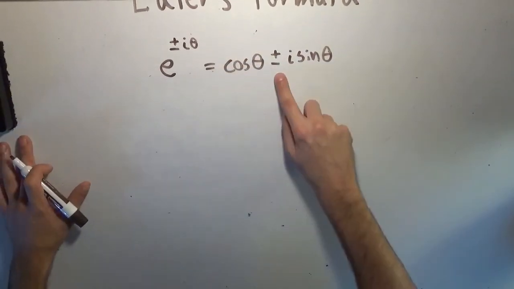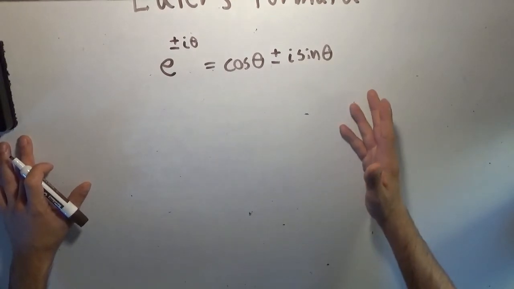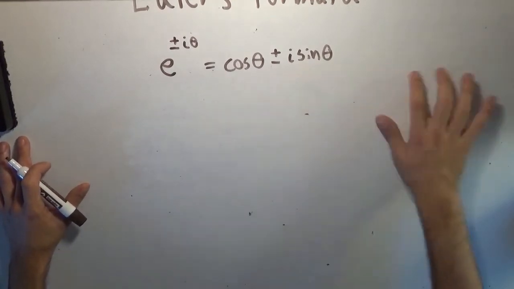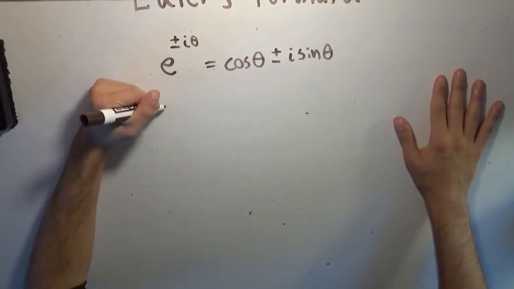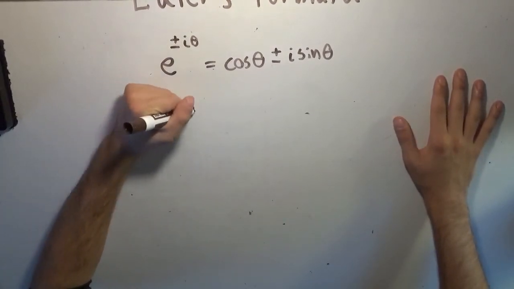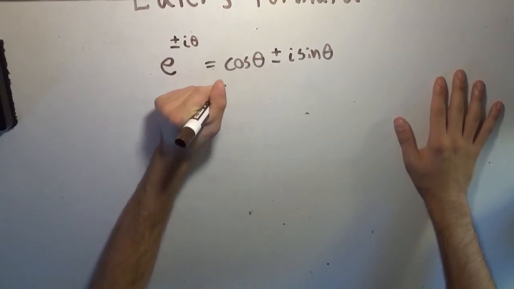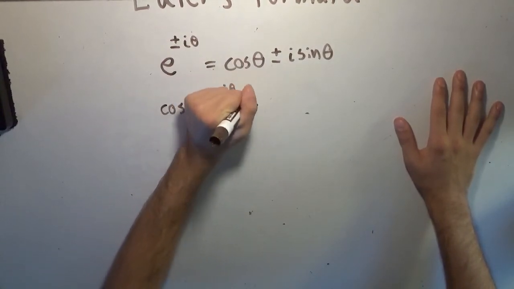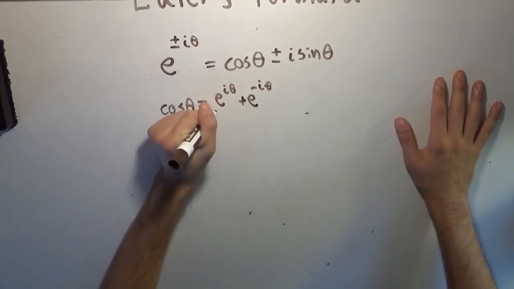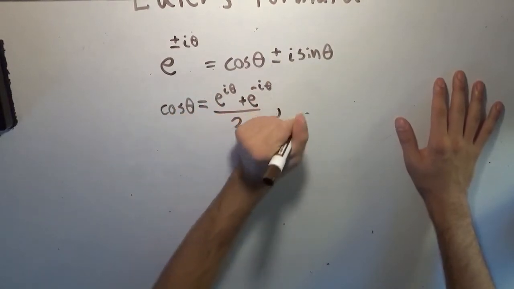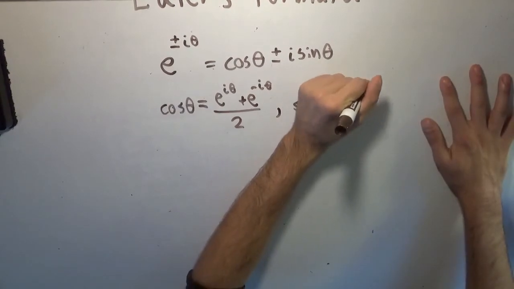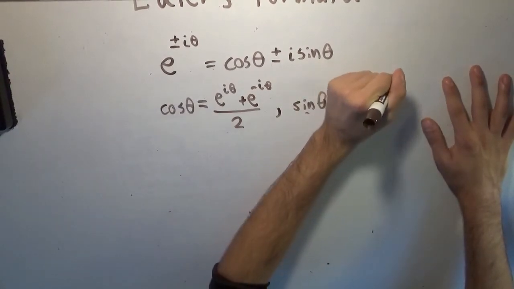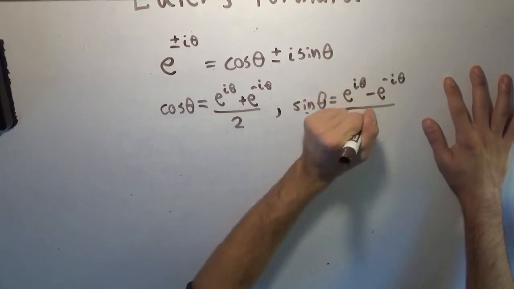But of course, the sine of theta we know can be negative, so it doesn't really matter if we explicitly write the negative part. But because we know that both of those things are true, we've derived that the cosine of theta is equal to e to the i theta plus e to the minus i theta over 2. And we've derived that the sine of theta is equal to e to the i theta minus e to the negative i theta over 2.